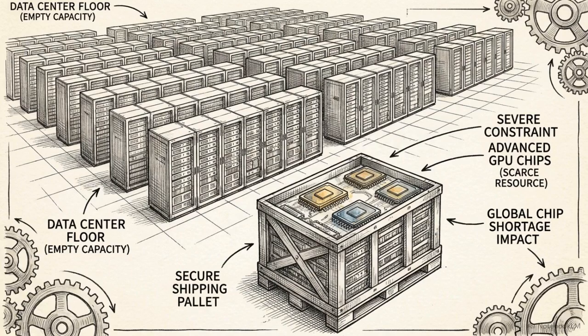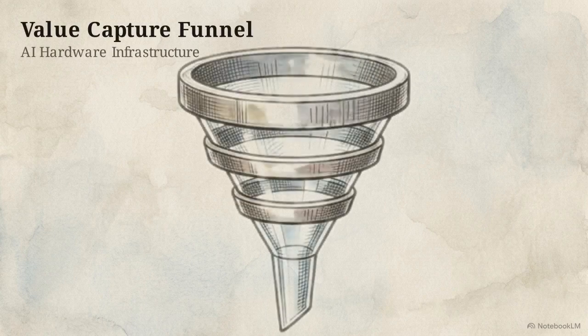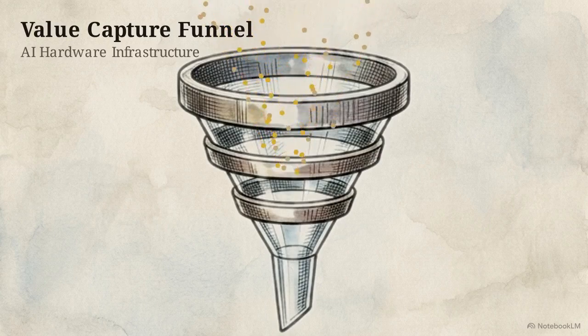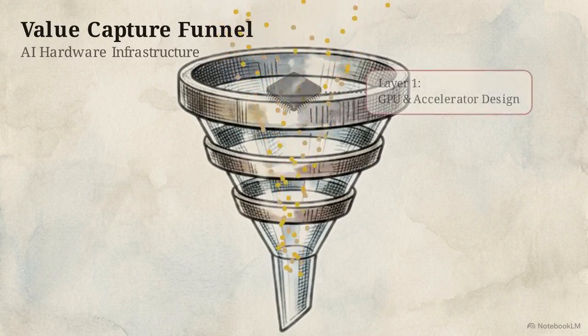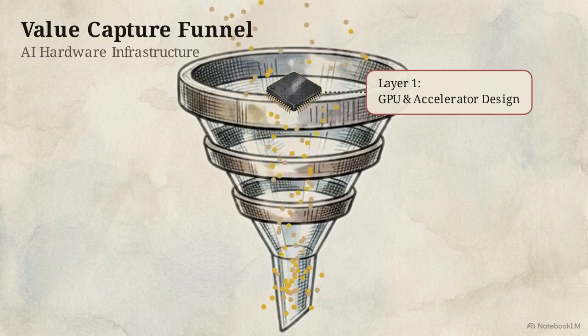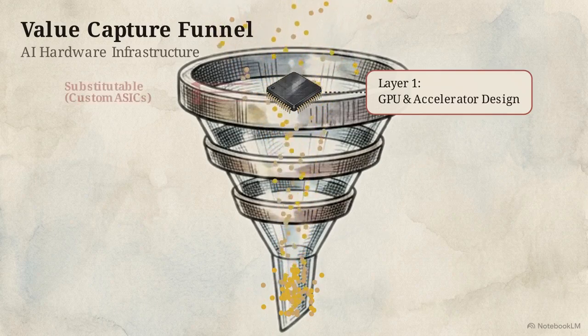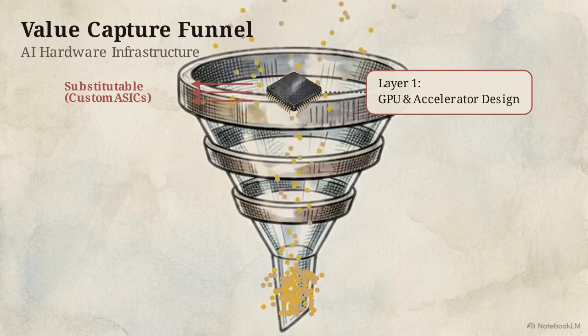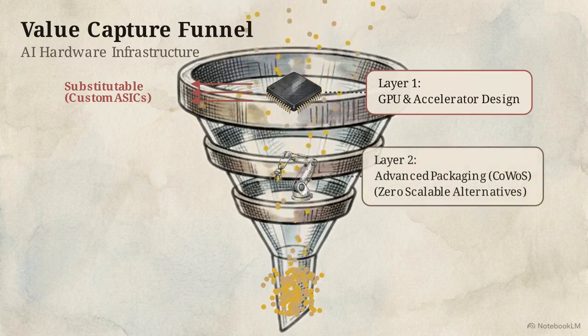Recognizing these physical limits requires a shift in how we assess value capture within a constrained supply chain. The AI hardware industry operates as a series of nested bilateral oligopolies. In this structure, the entity with the scarcest capacity and fewest substitutes captures a disproportionate share of the profit. The widest top layer represents GPU and accelerator design. While highly profitable, this layer is the most substitutable. Major cloud providers are aggressively funding in-house custom ASICs, limiting long-term pricing power.